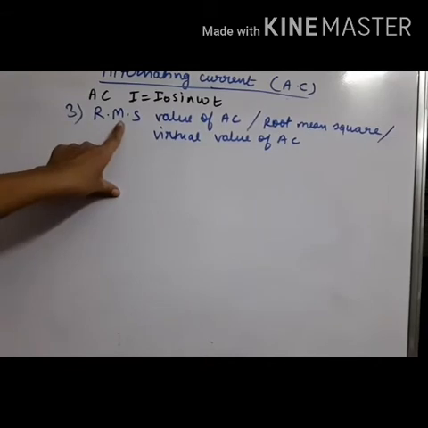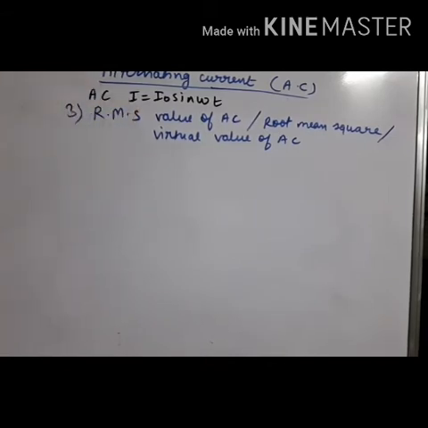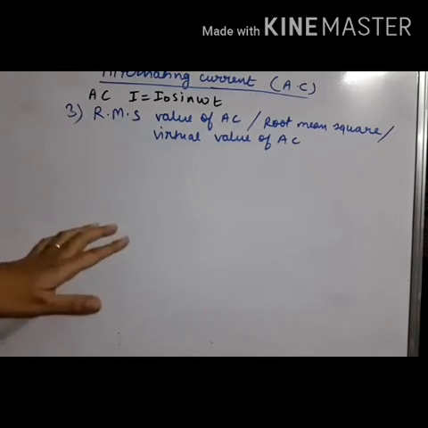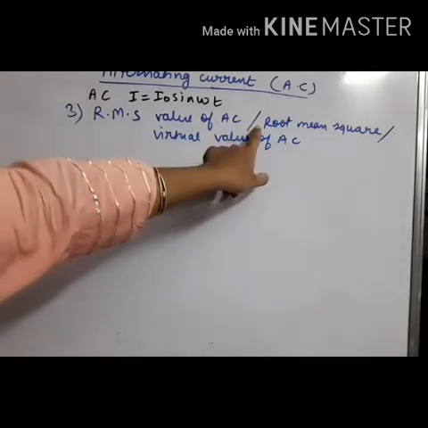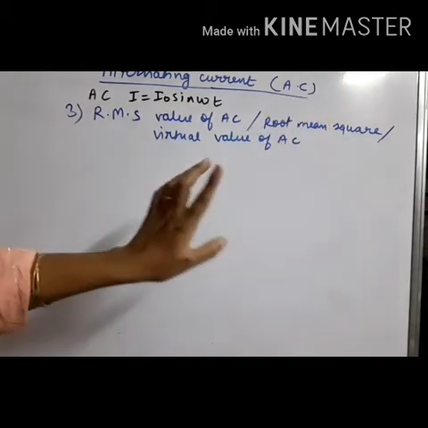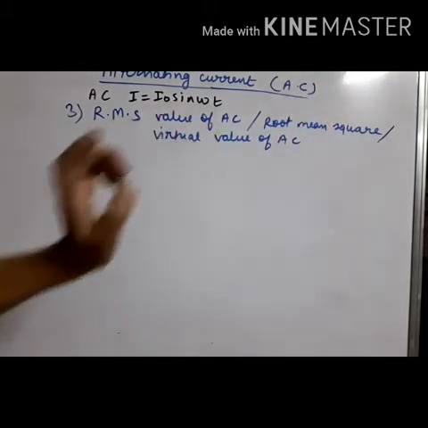Okay, let us understand how we calculate the RMS value of AC. And students, in maximum numericals we are going to use the RMS value of alternating current only. So RMS in detail we can call the root mean square value, or also the virtual value.